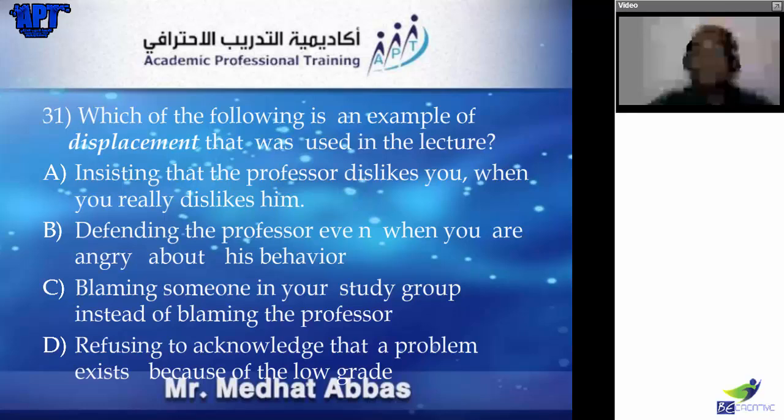Letter B, defending the professor even when you're angry about his behavior. Letter C, blaming someone in your study group instead of blaming the professor. The last one, refusing to acknowledge that a problem exists because of low grade. The right answer is, the example of displacement is blaming someone in your study group instead of blaming the professor. So the right answer for number 31 is letter C.